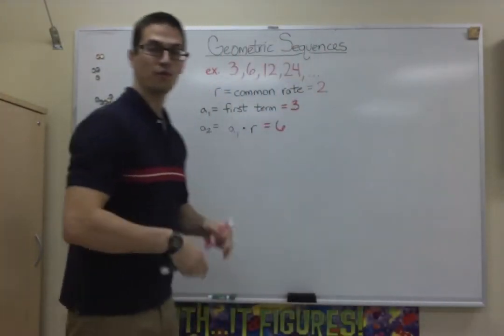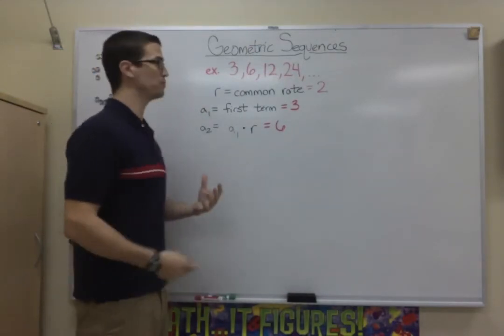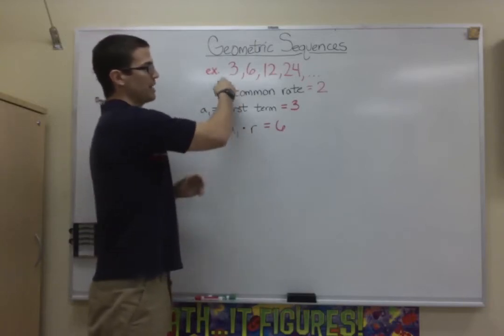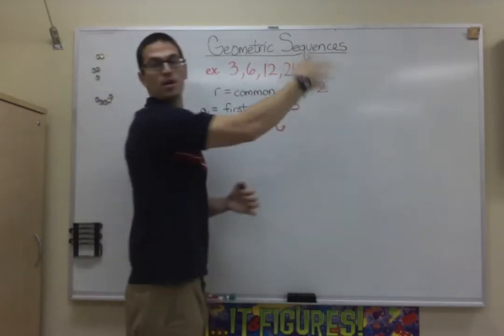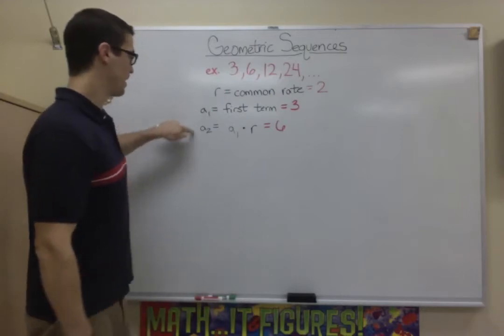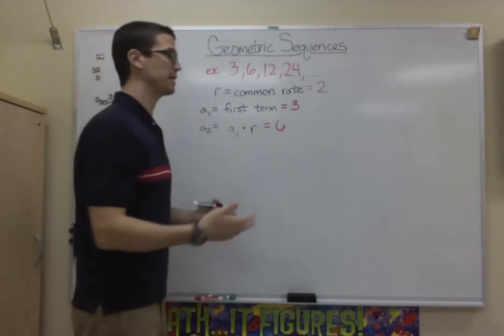So the main thing we're trying to do here is figure out a function that we can use to calculate any term in this sequence, whether it's the 4th term, the 5th term, all the way through whatever term you want, the 100th, you name it. So far we have A1 and A2, so we're going to put this together to create that function.